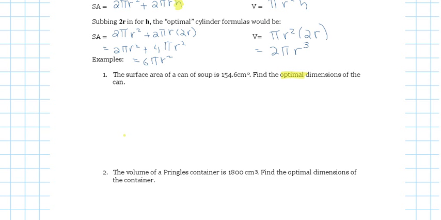Now, question for you guys. If the question is asking you to find the dimensions of the can, not the optimal, can you use this formula? No, this is only for the optimal. Would they use other words than optimal? Maximum or minimum. If they want you to find the maximum volume or find the minimum surface area, this is optimal.